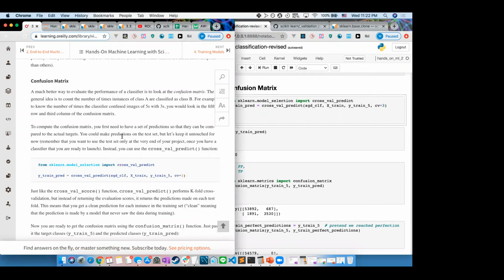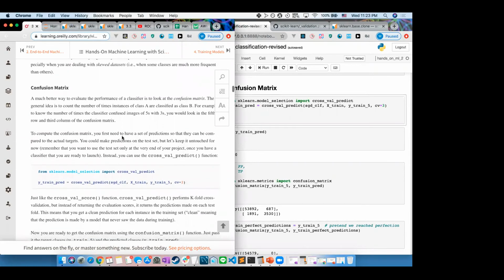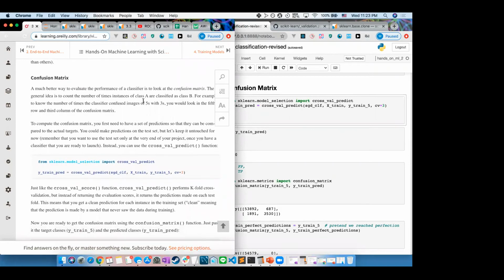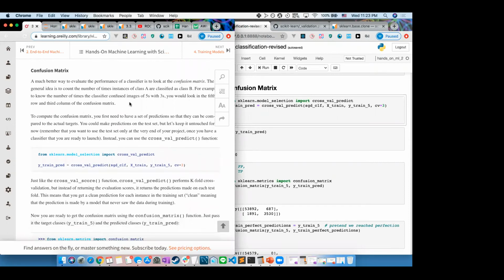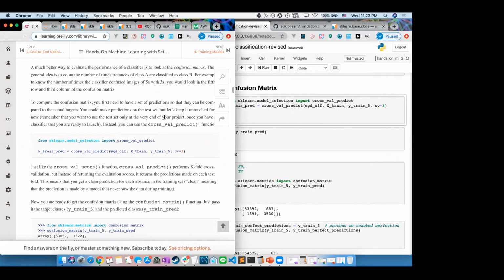Confusion matrix. A much better way to evaluate the performance of a classifier is to look at the confusion matrix. The general idea is to count the number of times instances of class A are classified as class B. For example, to know the number of times the classifier confused images of 5s with 3s, you would look in the 5th row and 3rd column of the confusion matrix.